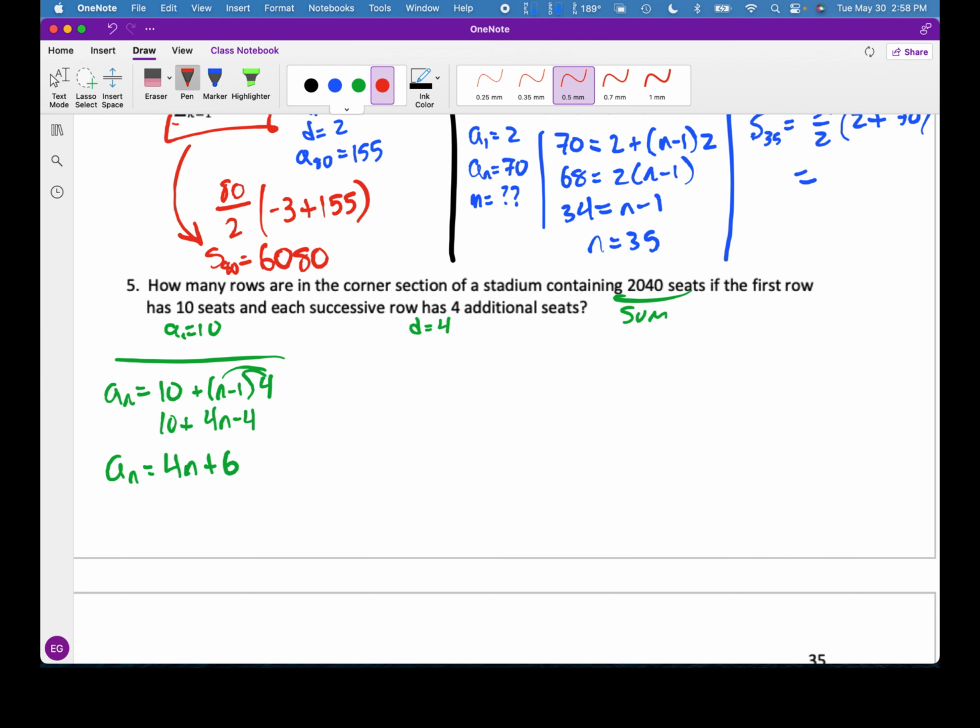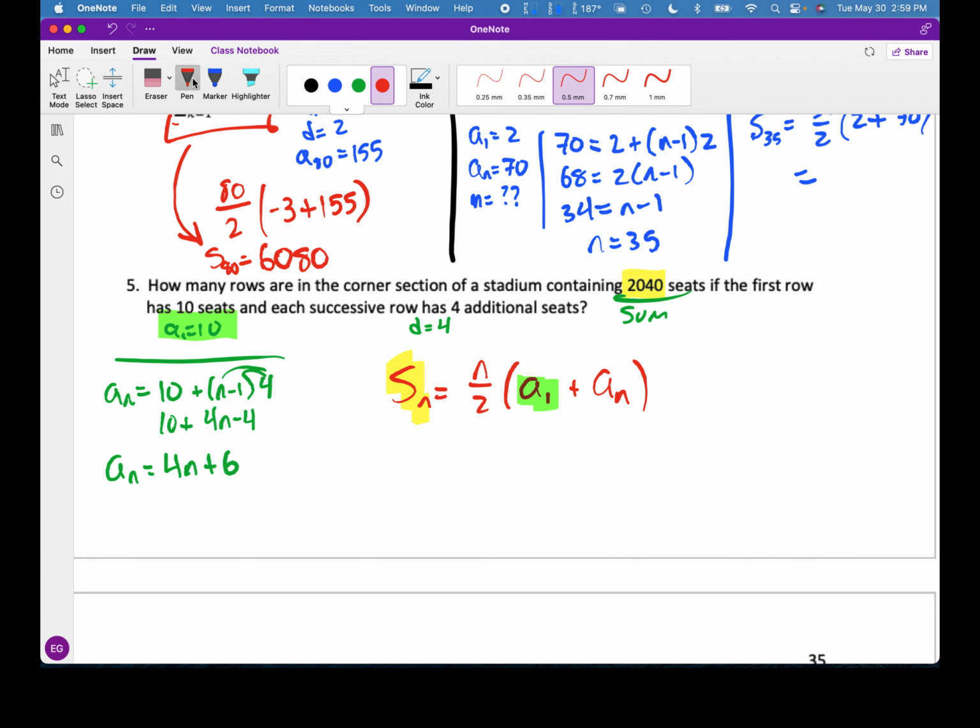And the reason I did that is because the sum formula is going to involve that little formula we just found, because n is what we don't know. And so right now, if I were to direct substitute stuff in, I know that that's going to be 240. I know that A1 is going to be 10, and I don't know what n or an is.